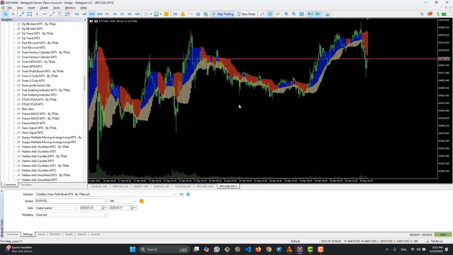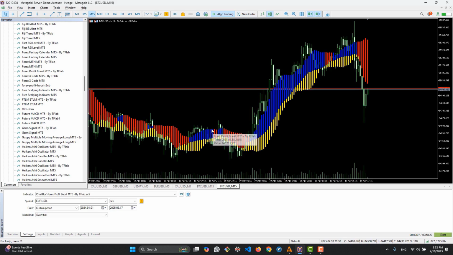And when we have a combination of red and yellow, we can consider it a downtrend. Also, when the histogram color changes from red to blue, we can enter a buy position and place our stop loss below the last swing low.